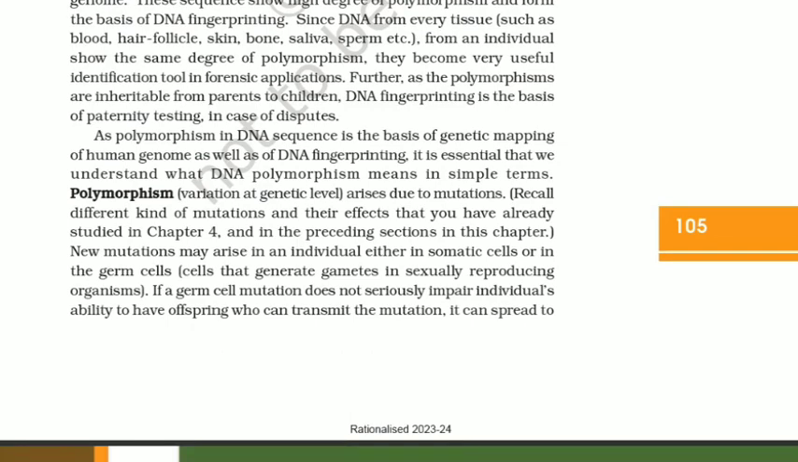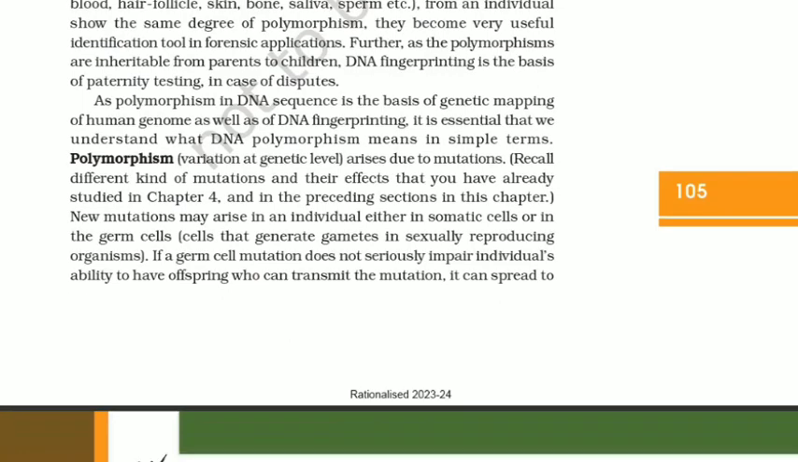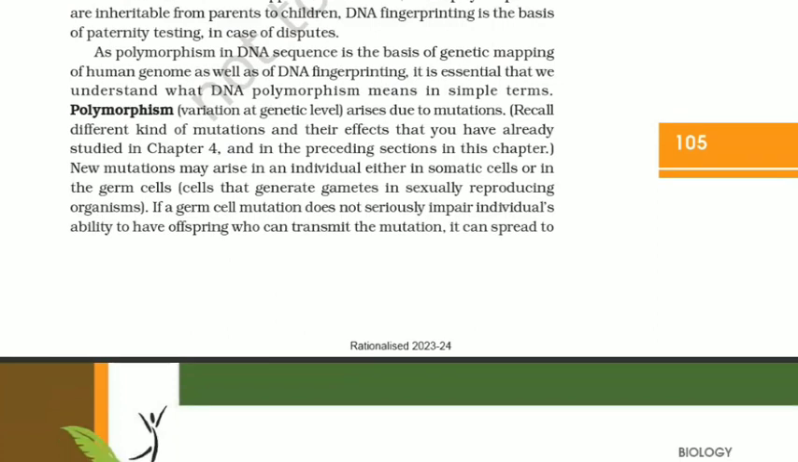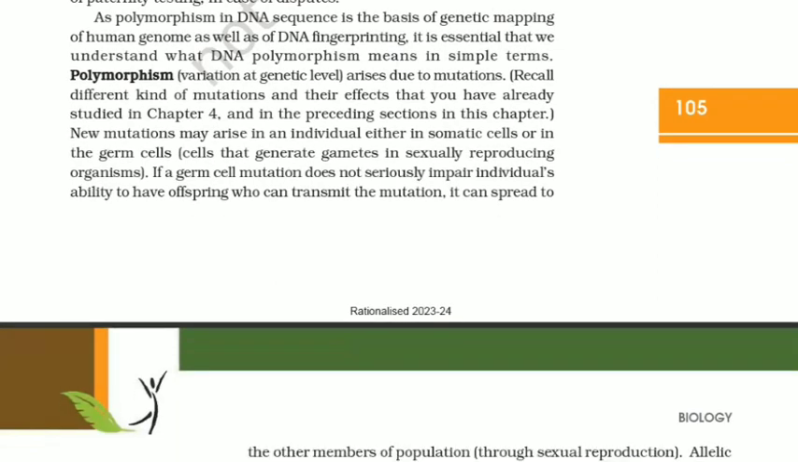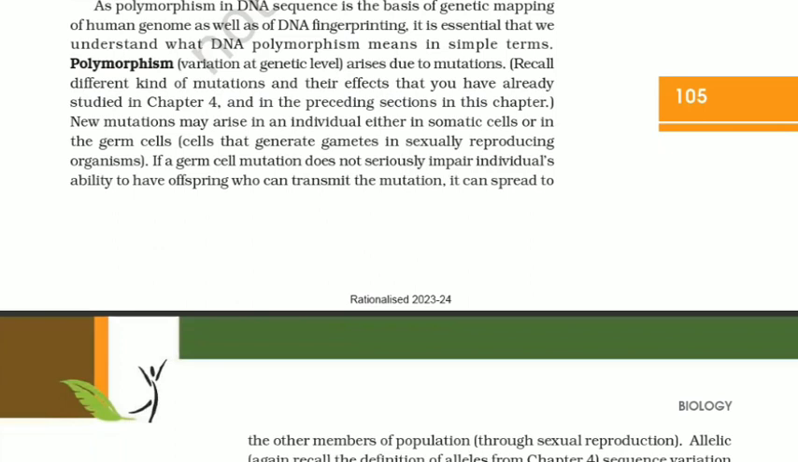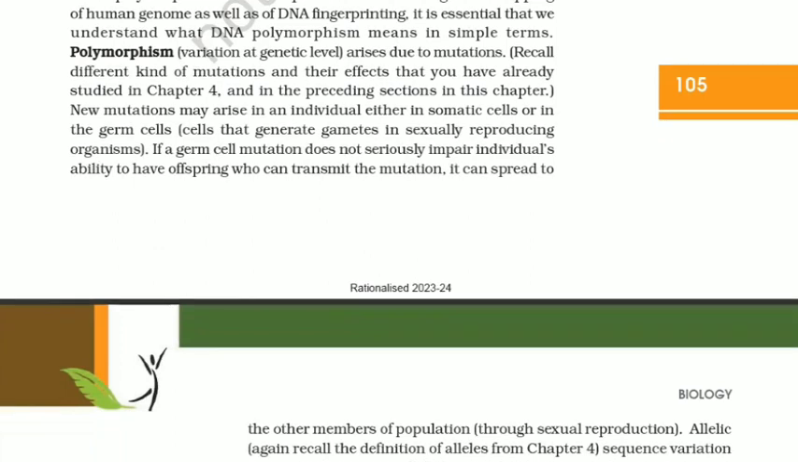Further, as the polymorphisms are inheritable from parents to children, DNA fingerprinting is the basis of paternity testing in case of disputes. A polymorphism in DNA sequence is the basis of genetic mapping of the human genome as well as of DNA fingerprinting. It is essential that we understand what DNA polymorphism means in simple terms.